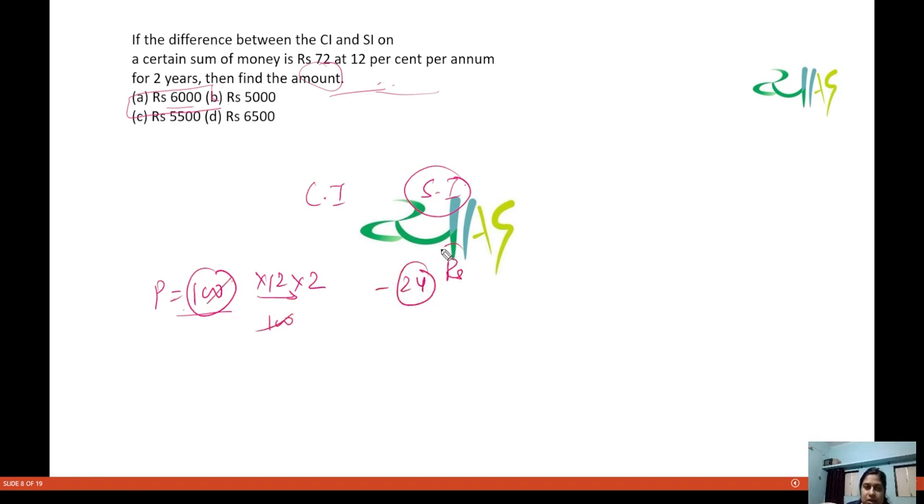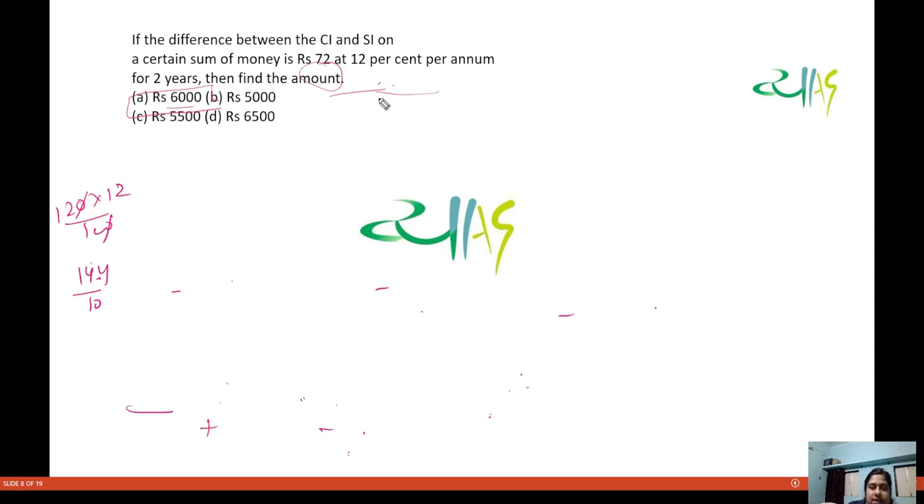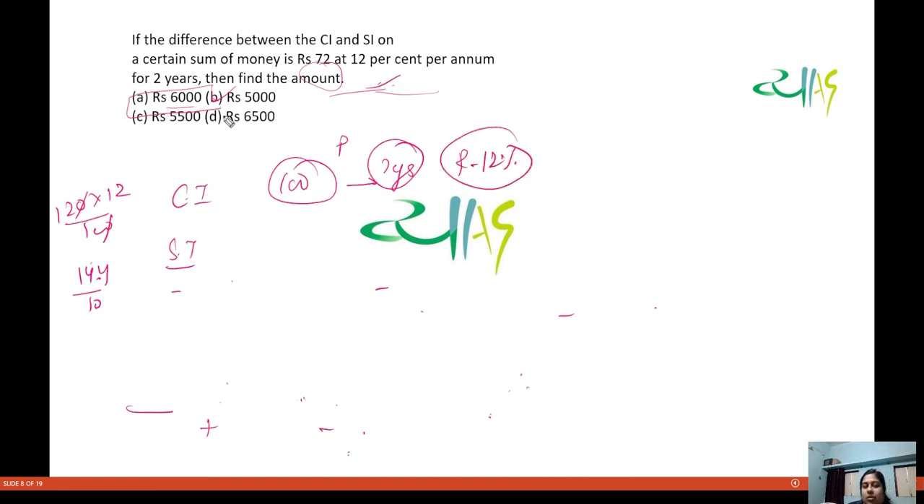24 rupees. My simple interest is going to be 24 rupees. I am trying to tell you here that let us calculate compound interest and simple interest at 12% per annum for 2 years. Let's say the principal is 100. So for 2 years, at a 12% per annum rate, how many rupees will I get as simple interest?